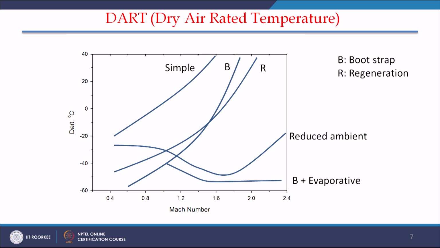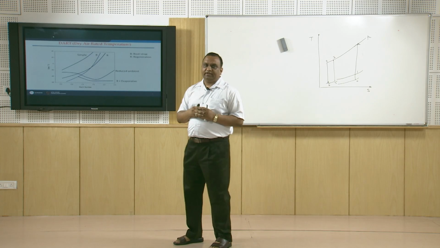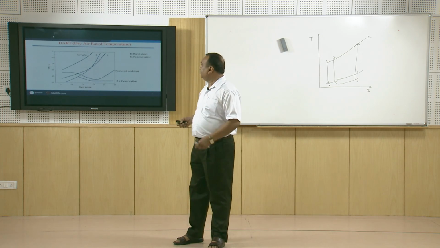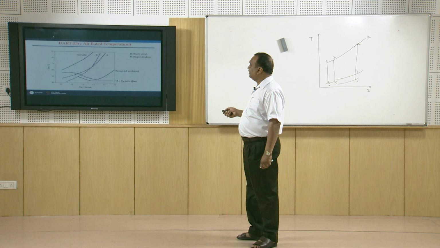Now, for very high velocity aircraft, we can go for the reduced ambient type of cooling system. You can see the reduced ambient type of cooling system is very stable up to, let us say, 2 or 2.2 Mach. We can comfortably go with this system, but if the aircraft has to fly at very high speed, let us say 2 Mach or 2.5 Mach, in that case the best one is bootstrap with evaporative cooling. So, the bootstrap air refrigeration cycle in combination with evaporative cooling is best suited for high velocity aircraft.